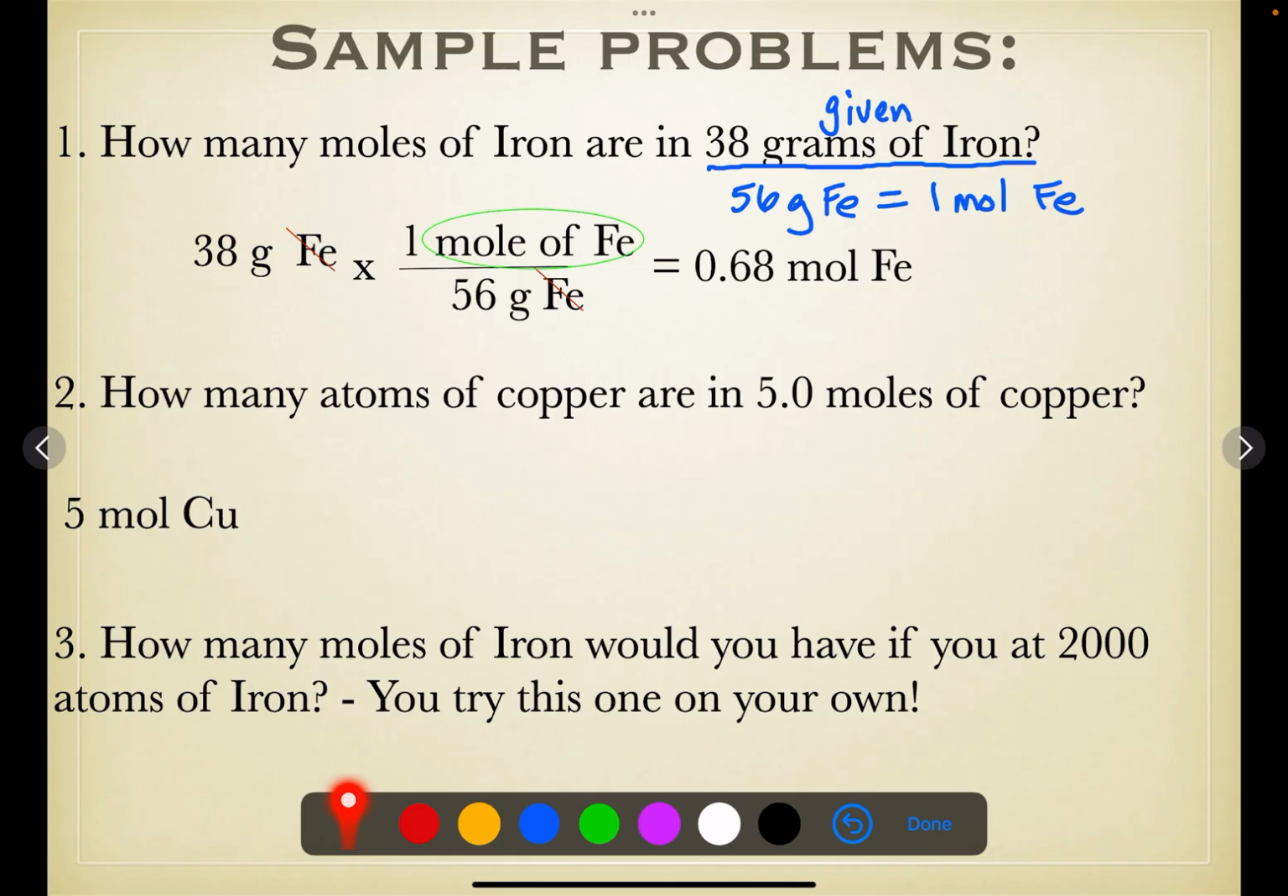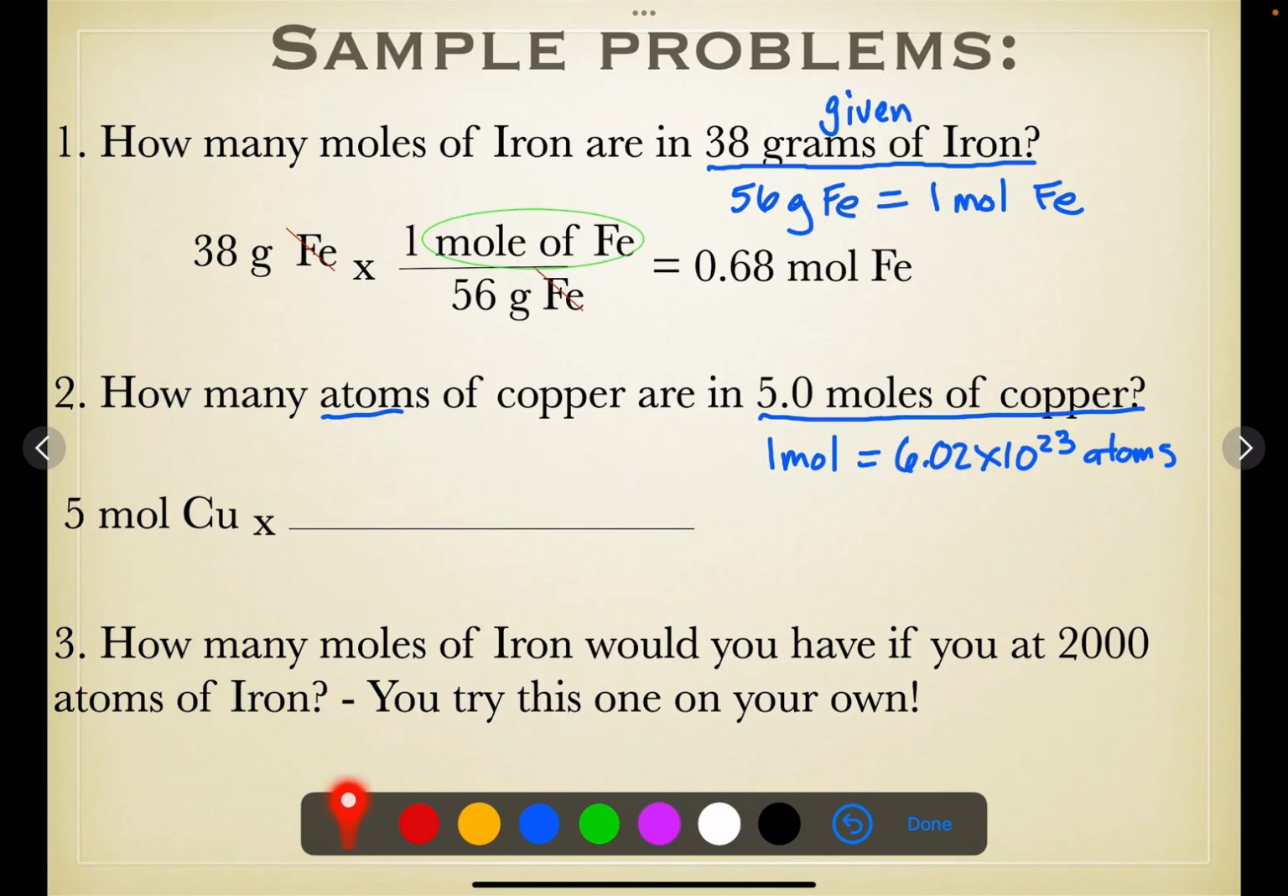Same thing for how many atoms of copper are in 5 moles. So now we're doing a little bit of the opposite. We're starting with 5 moles of copper, so we write down 5 moles of copper. We are not going to need our periodic table for this one because it's looking for atoms. And I know, and so should you, that 1 mole is equal to 6.02 times 10 to the 23rd atoms. It's the same as saying a dozen, right? Except it's a mole. So in our 5 moles of copper, we do our times in a line.